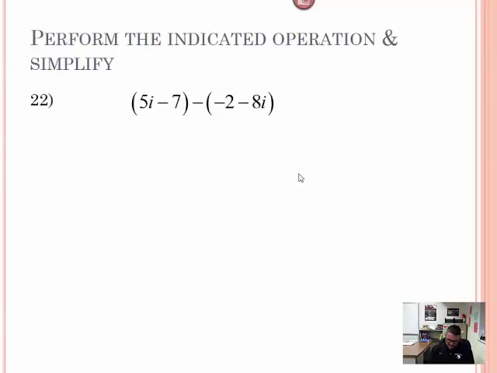So here I have a minus. Make sure you take that minus and distribute it through, and then combine the proper like terms. Negative 7 plus 2 is negative 5. 5i plus 8i would be 13i.